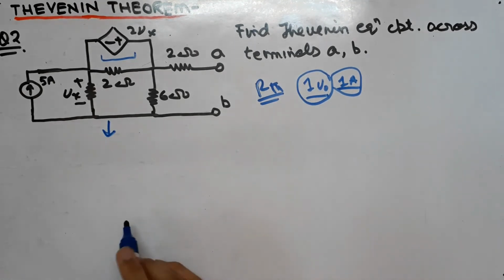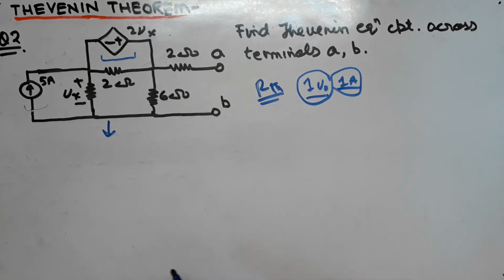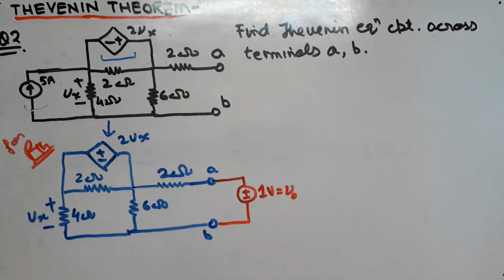Please also keep in mind that for RTH we will be turning off all the independent sources. In this case we have only one independent source, that is the ammeter, which we will open circuit. The final circuit for RTH will look like this. Now that we have drawn our final circuit for RTH, this is the most important part of the circuit.